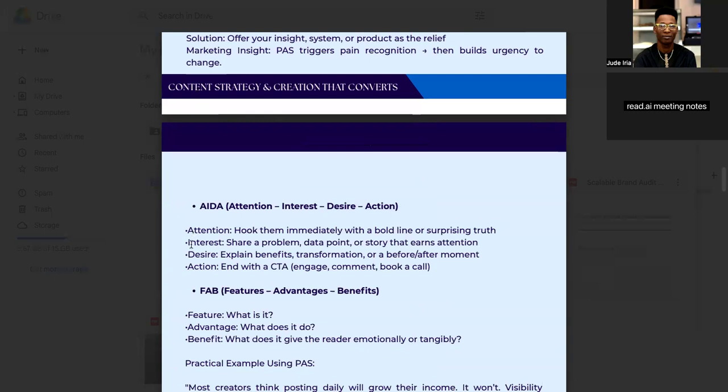It's a hook. Then interest: share a problem, data point, or story that earns attention. Then desire: explain benefits, transformations, or a before-and-after moment. Then action: end with a CTA, engage, comment, or book a call. So study these formulas. They are really going to help you.